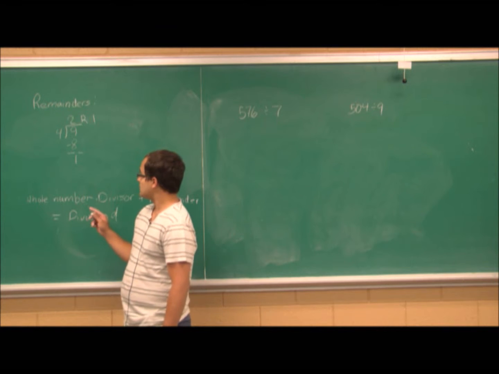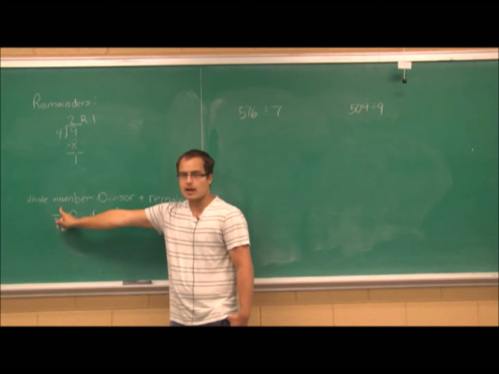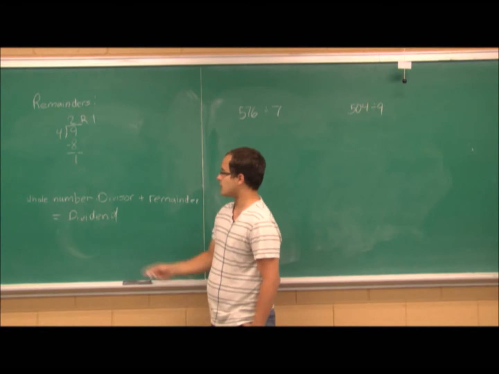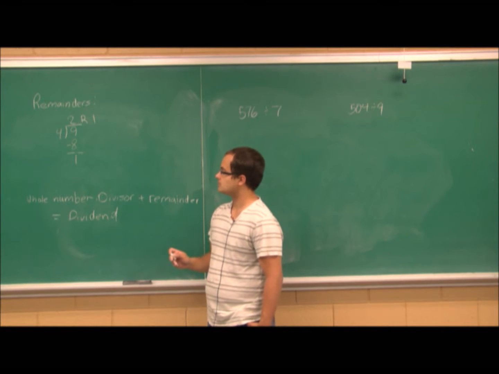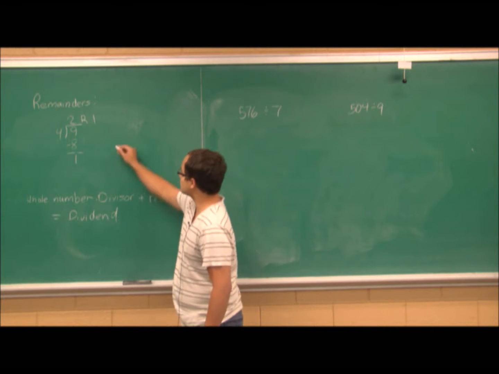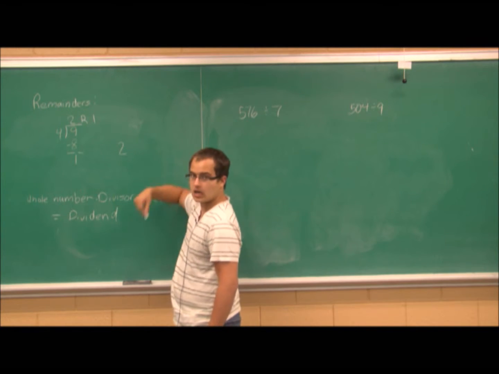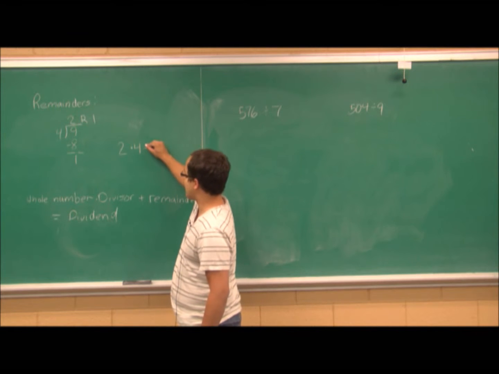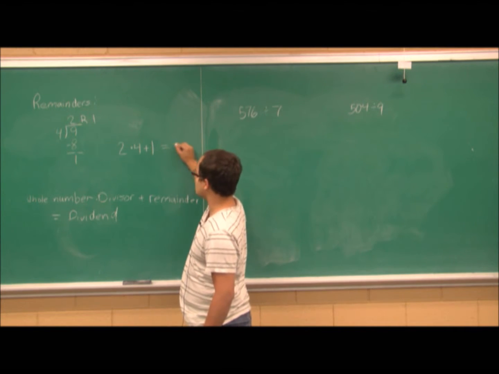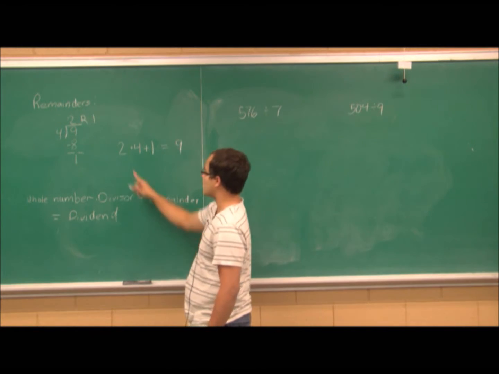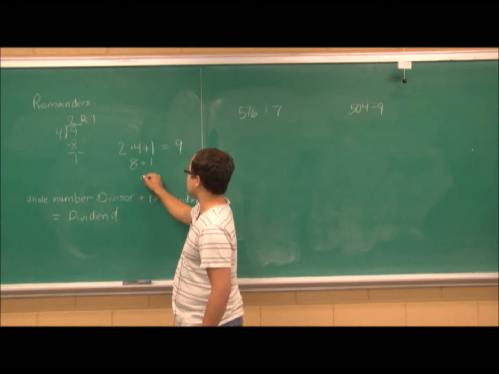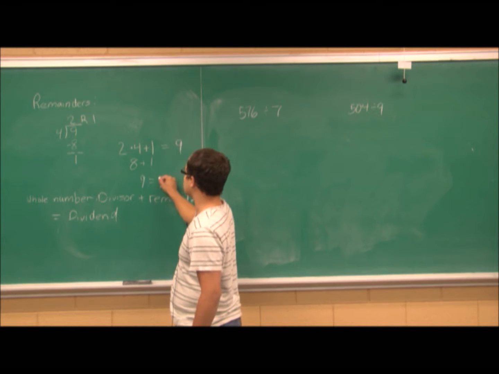Now to check this, with remainders, the whole number times the divisor plus the remainder equals our dividend. So the whole number is 2. Our divisor is 4. Our remainder is 1. And that should equal our dividend, which is 9. Well, 2 times 4 is 8. 8 plus 1 is 9. So 9 equals 9, so it checks out.